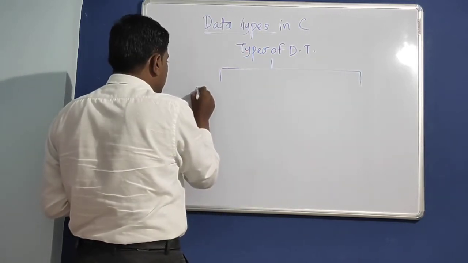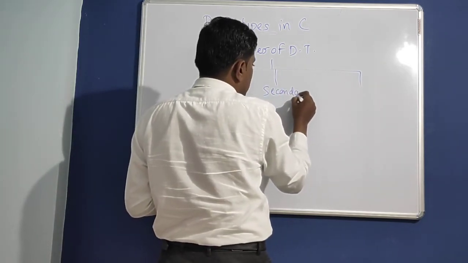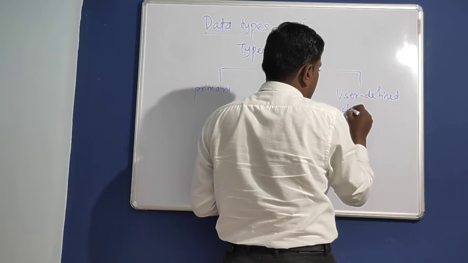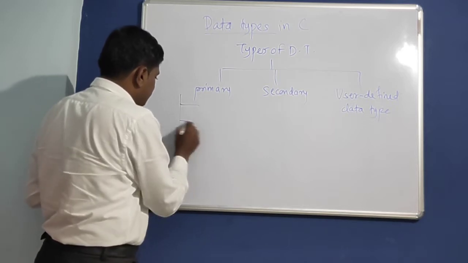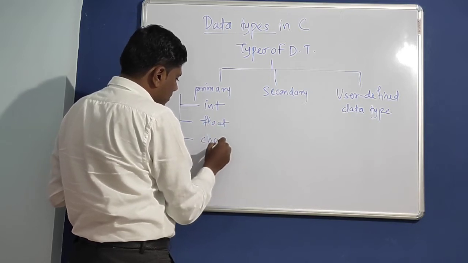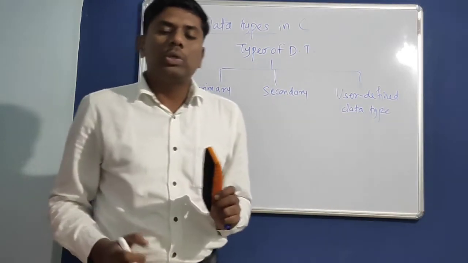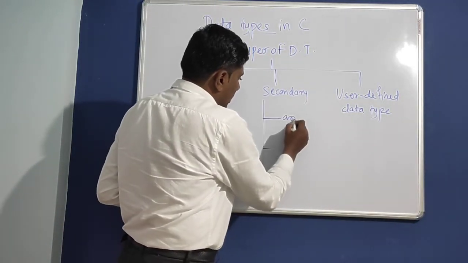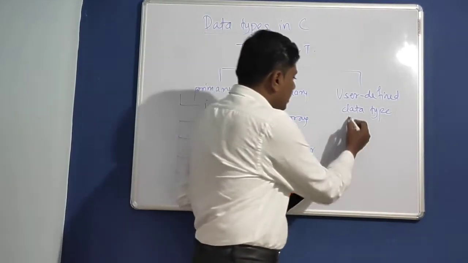So there are three types of data type: primary data type, secondary data type, and third one, user defined data type. So which are the primary data types? So integer, float, char, double, void. So there are total 5 primary data types in C. Which are secondary data types: array and pointer. So there are only 2 secondary data types.